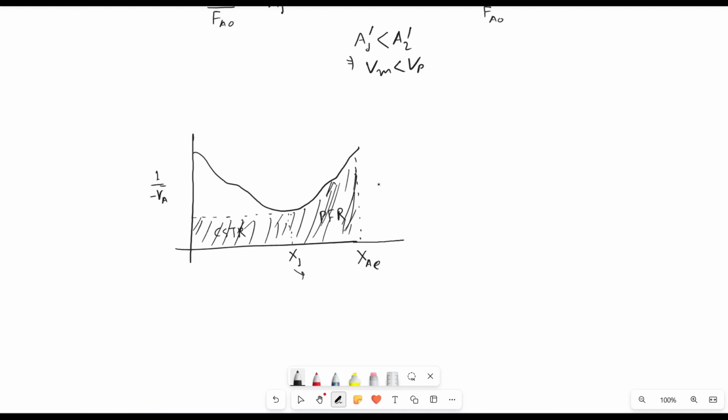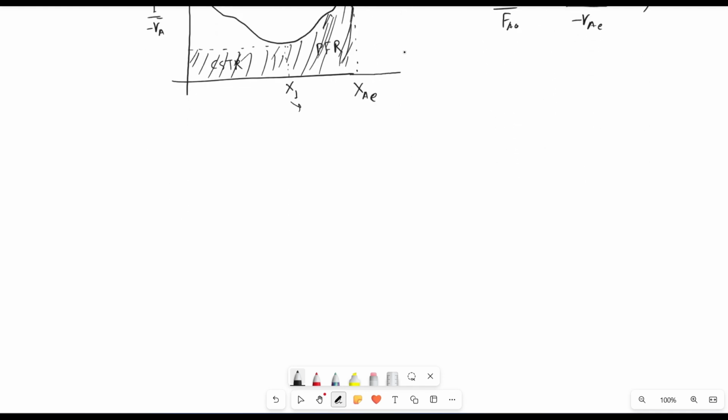So the expression V plug flow by Fa naught is equal to integral from 0 to XAE of dXA by minus Ra, and V mixed flow reactor by Fa naught is equal to XAE divided by minus Ra E, which is evaluated at exit. Understanding this expression will tell how the reactors should be arranged to get the best or least cost of the volume or expenditure of the reactor.